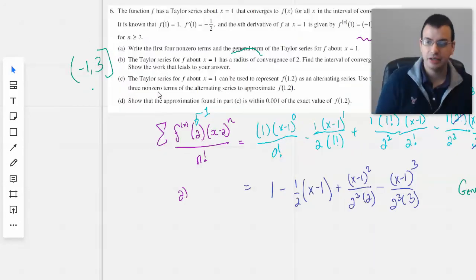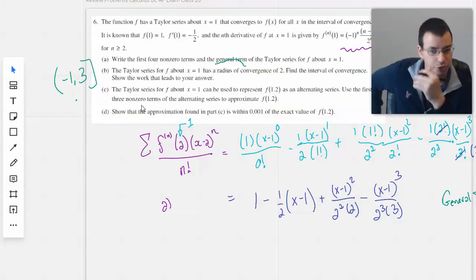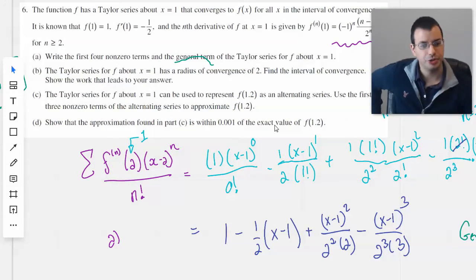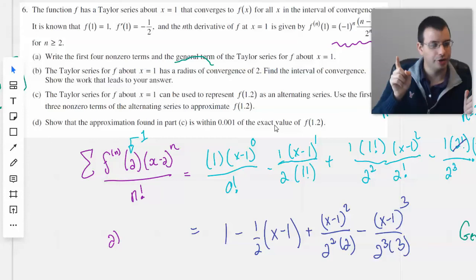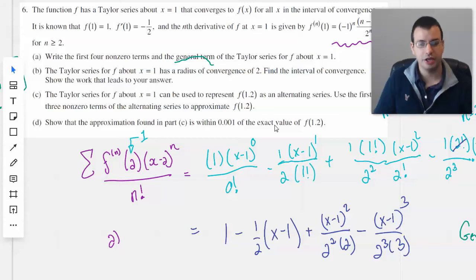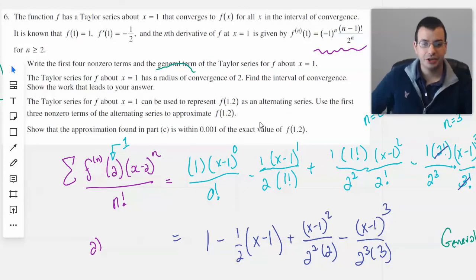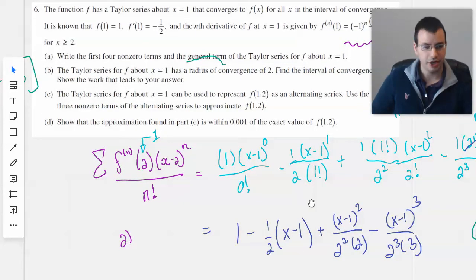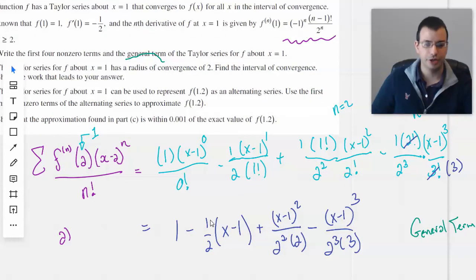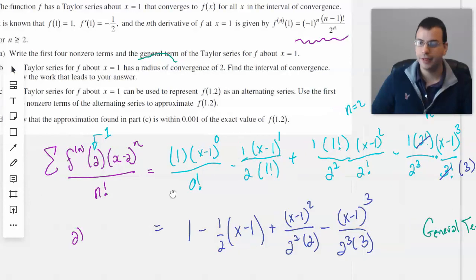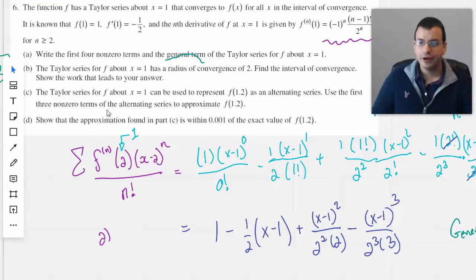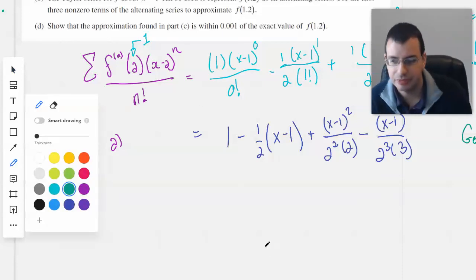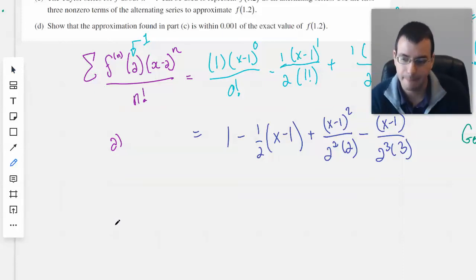Now part C, the Taylor series for f about x equals 1 can be used to represent f of 1.2. Yes, because 1.2 is between -1, non-inclusive, and 3, included. As an alternating series, use the first 3 non-zero terms. Okay, that's good because we already have the 3 here and then the 4th one there, to approximate f of 1.2. Okay, so this, easy, maybe.